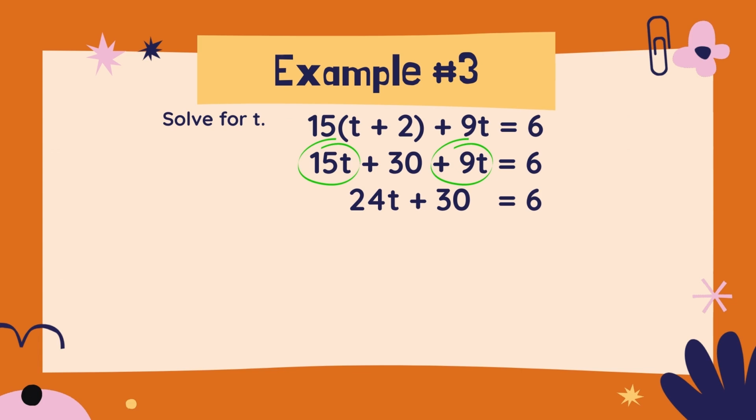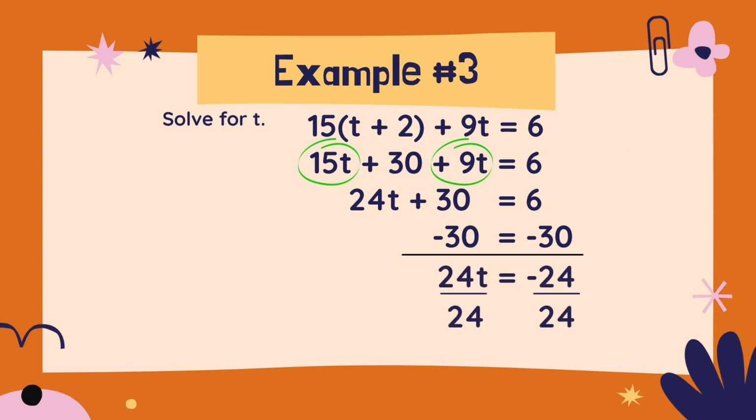We have to isolate the t by getting rid of the 30. So let's subtract 30 from both sides of the equation. On the left side, that will leave us with 24t, while on the right side, that will leave us with negative 24. Take one last step to isolate the t, divide both sides by 24. That gives us t equals negative 1.